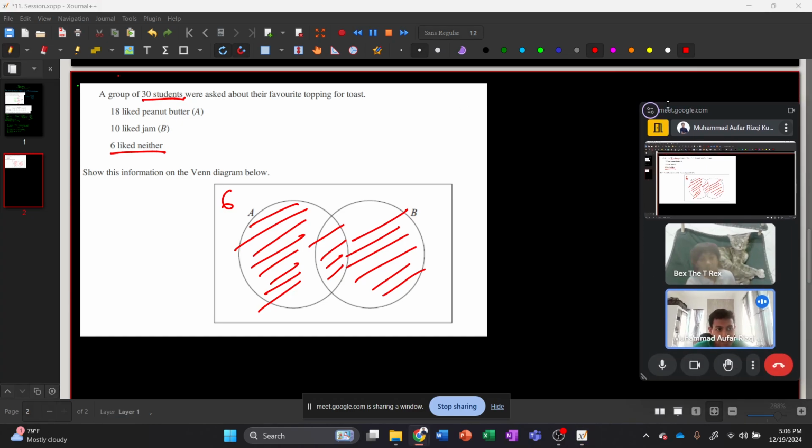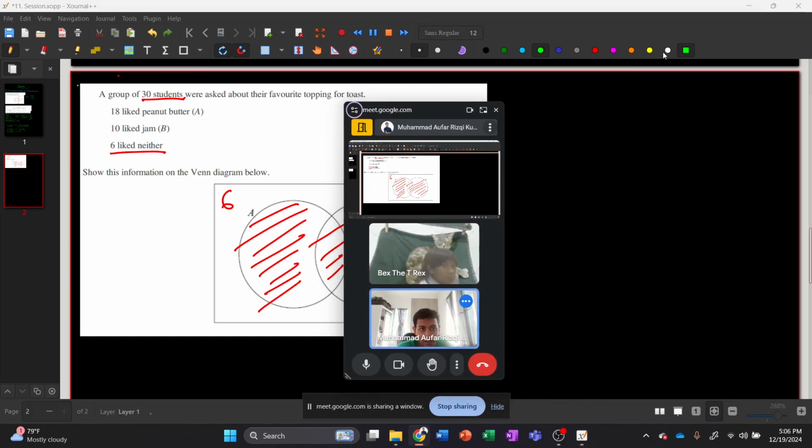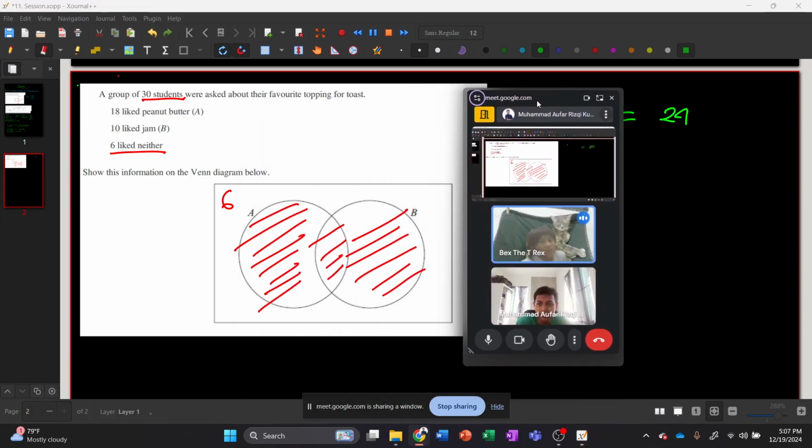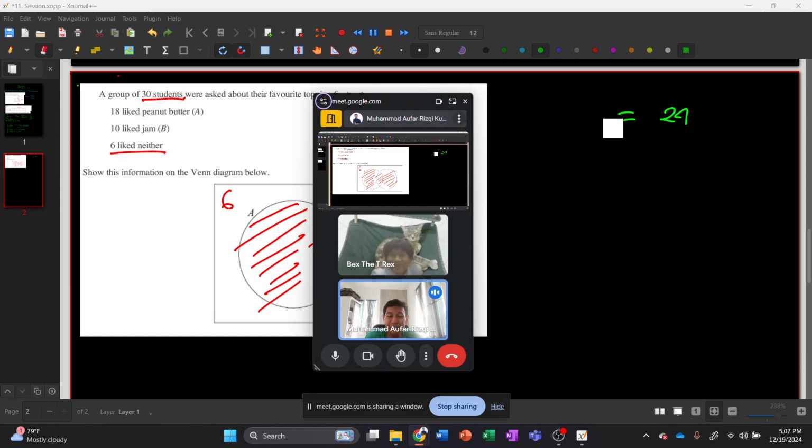That means mathematically, I could say that the total is 24 students, right? And it consists of 28 students. No, 24. Yes, 18 plus 10. Oh yes, 28. Yeah, 24, right?